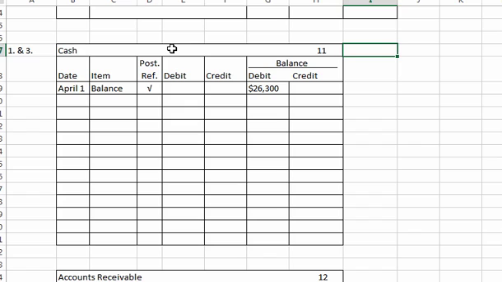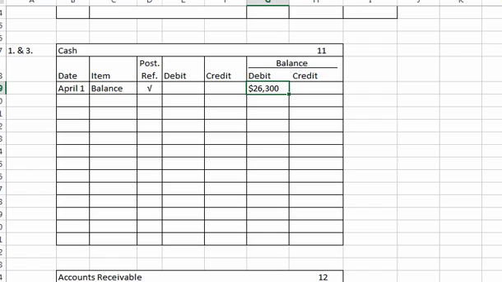We'll just go down the list on that unadjusted trial balance. We'd first write in cash. Its account number is 11. These are April 1st balances, or they're balances as of the end of March, which become balances as of the beginning of April. Then we type balance in the item column. That indicates that this number is a beginning balance and not a number that we brought over from the journal. We'll place a check mark in the posting reference column. That also indicates that this number is a beginning balance and not one that came over as a journal entry.